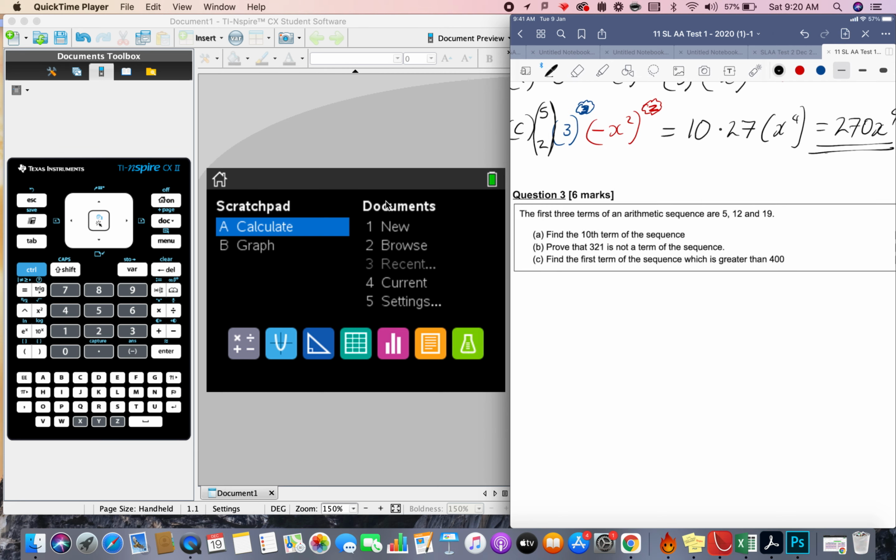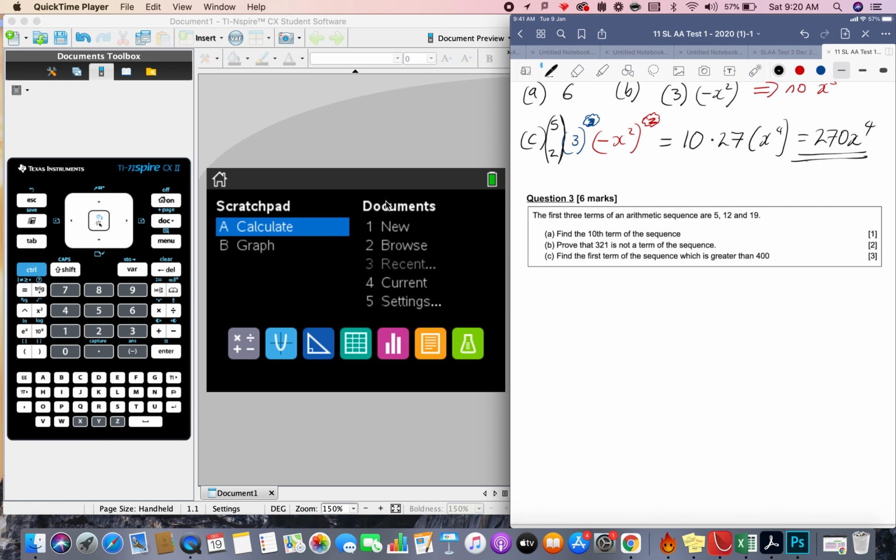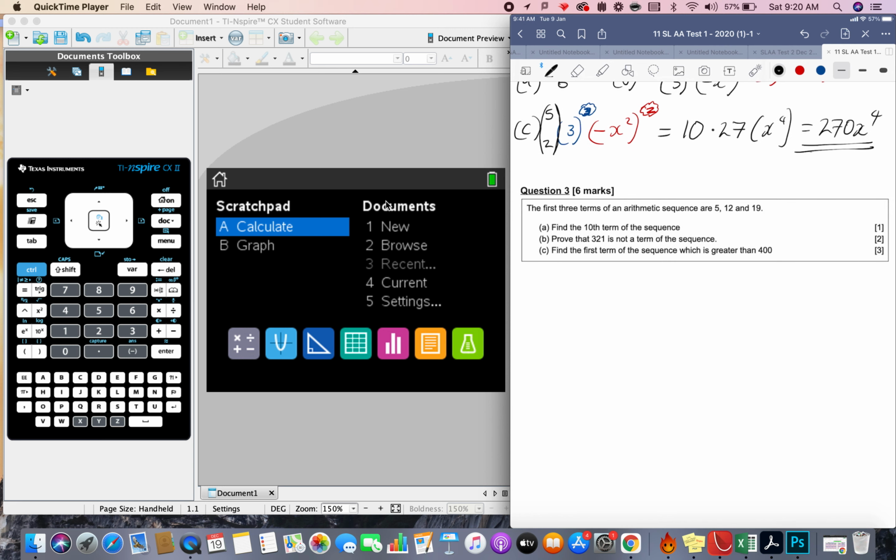Okay, question 3. This is about an arithmetic sequence. So that's the first three terms, 5, 12, 19. So I think we just write down 5, 12, 19. You can clearly see that u of 1 is 5 and d is 7. So we want to find u of 10, which is u1 plus n minus 1 times d. Okay, so that shouldn't be too bad. 5 plus 63 equals 68.